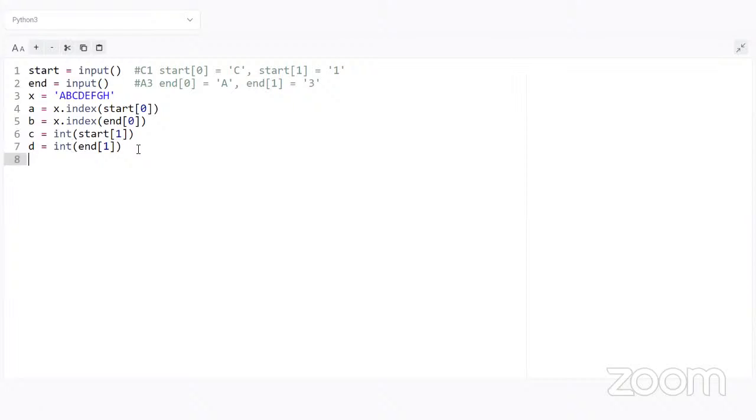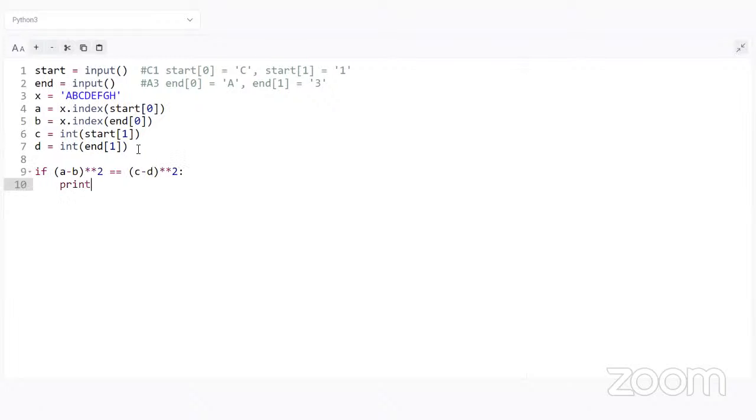So now what do we have? We need to check whether the difference between A and B is same as the difference between C and D. Now, if A minus B star 2 is equals to C minus B star 2, then I'll print yes, else print no.